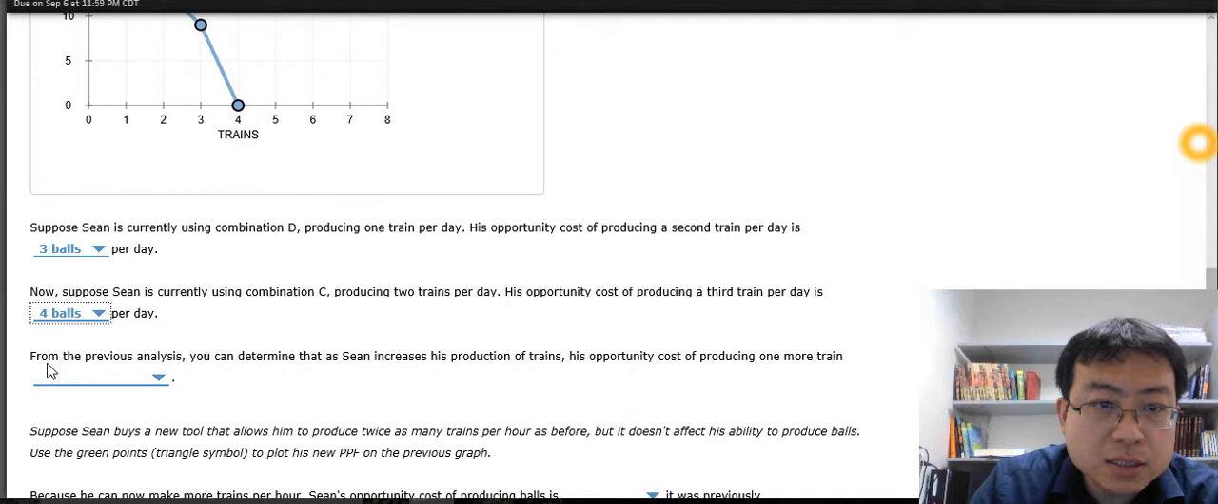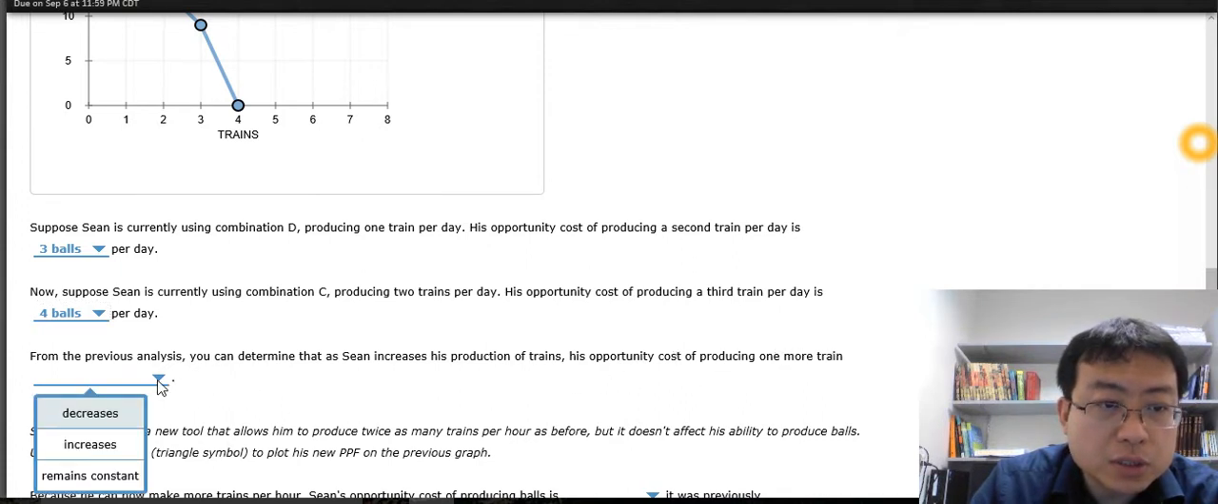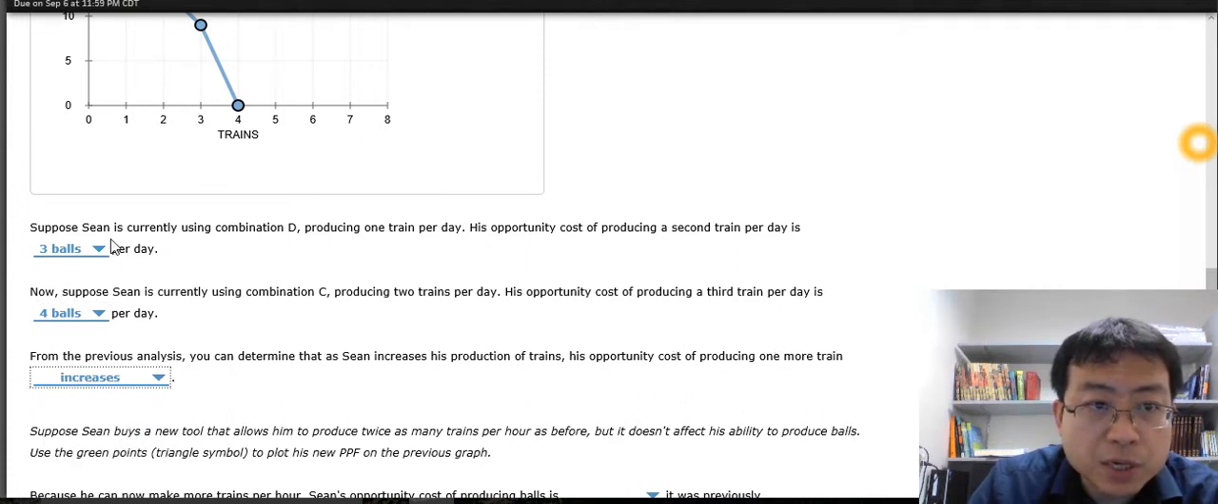So from previous analysis, you can determine that as Sean increases production for trains, the opportunity cost of producing 1 more train will increase. Because remember over here in the first part, when he produced 1 more train, it cost him 3 balls, and the second part produced 1 more train, cost him 4 balls.